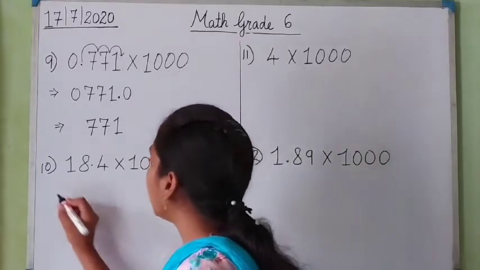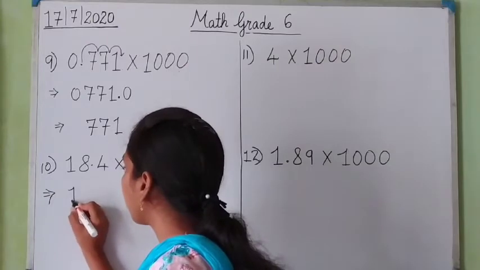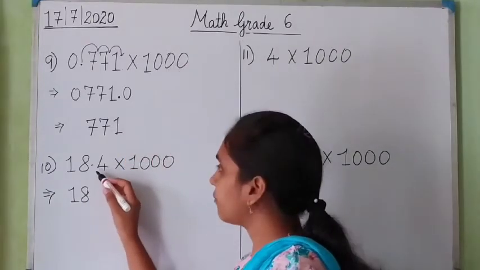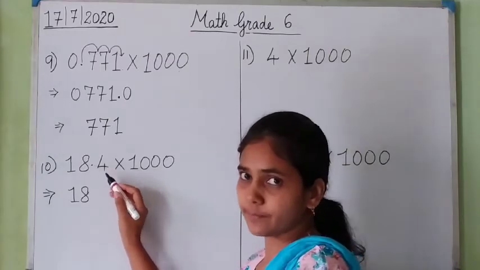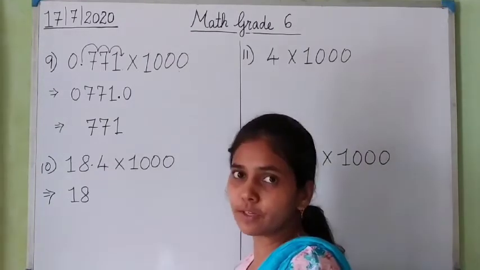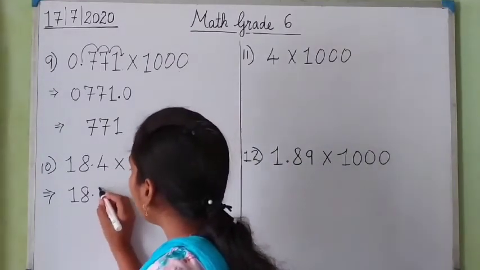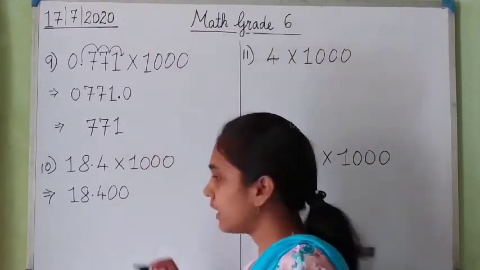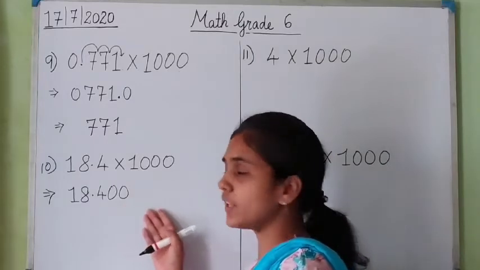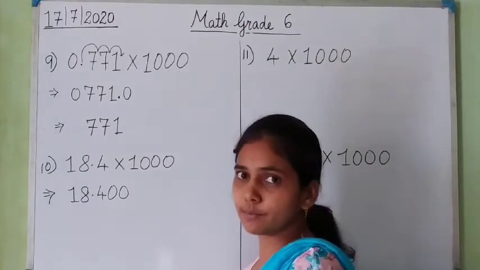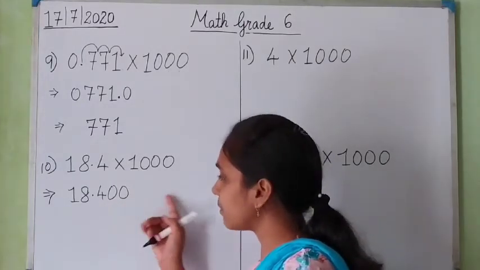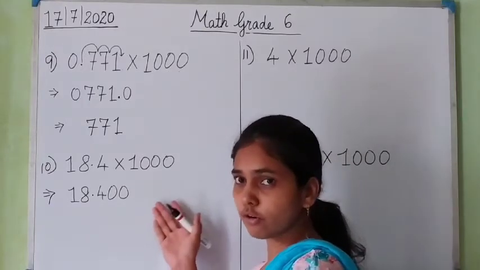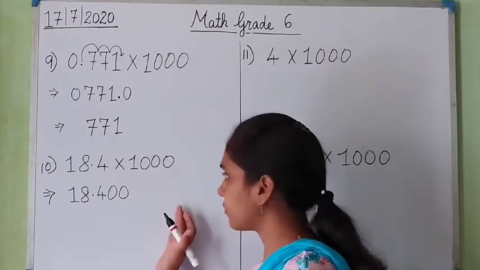So what do we do? We add zeros. I have already told you that adding zeros after the decimal point is okay. It does not change the value of the given number. So it becomes 18.400. We can add as many zeros as we want after the decimal point. We can add 2, or 4, or 3. Any number of zeros we can add here.